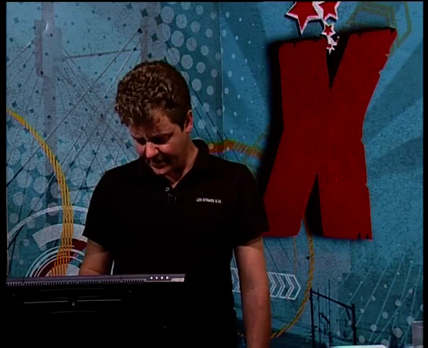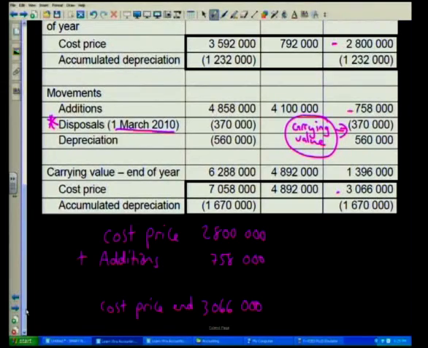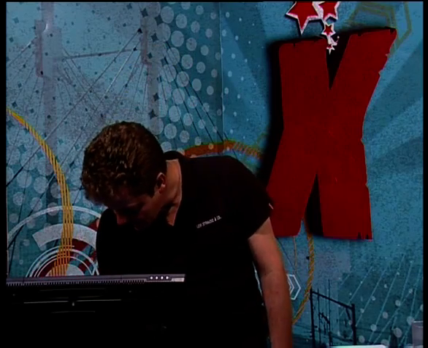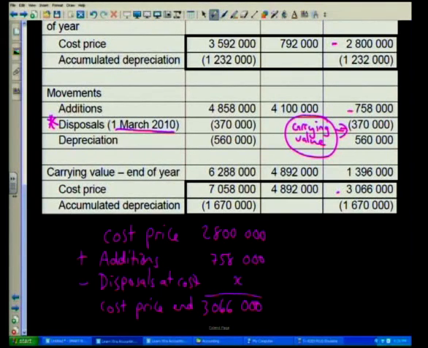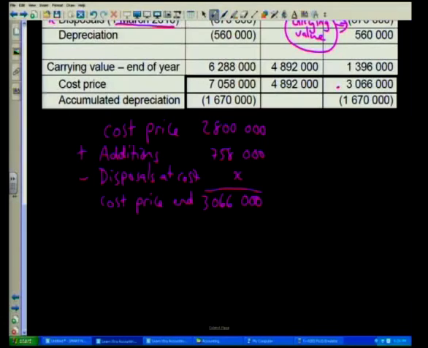We can do exactly the same with the cost price, but we must remember that the cost price will require our disposals to be given to us at cost price as well. And that's what we want to work out. So I'm going to include on this next line minus disposals at cost price. Notice that's different to disposals at carrying value in our cash flow statement. But I'm not interested in that right now. I'm interested in knowing what the cost price was of the piece of equipment that I have sold. So I'll put that in as X, and that equals your 3,066,000.